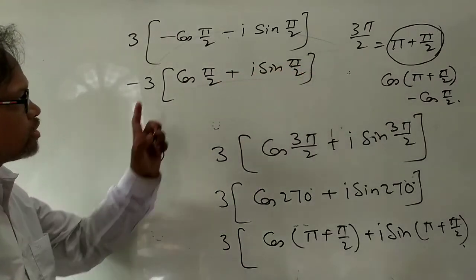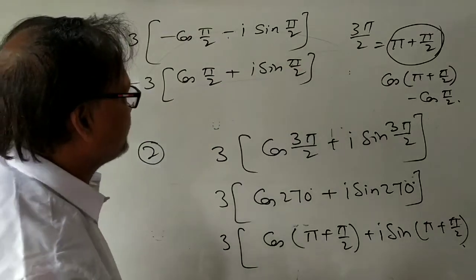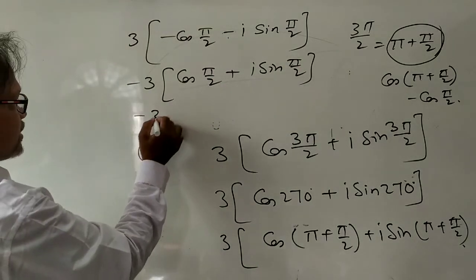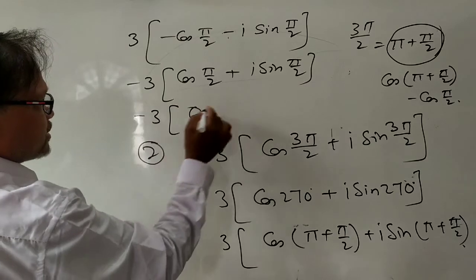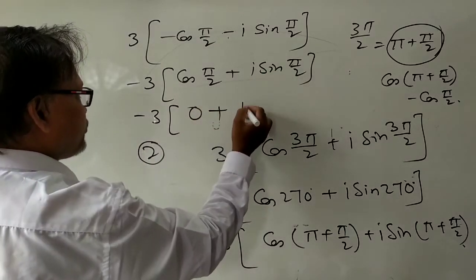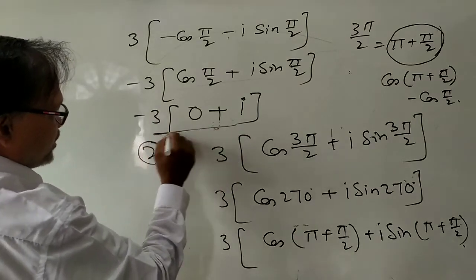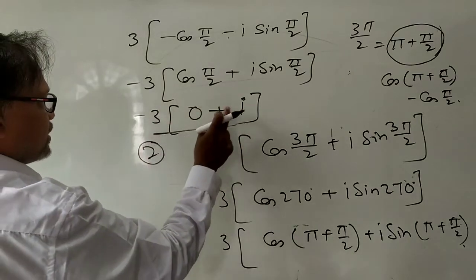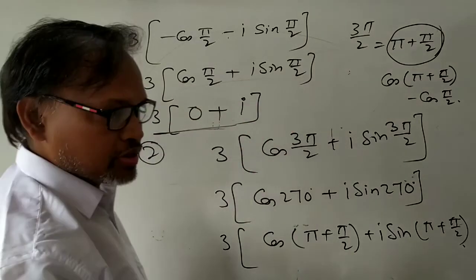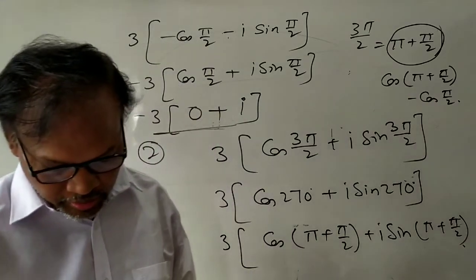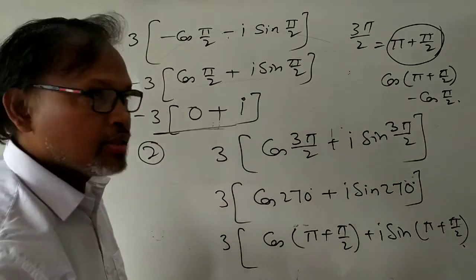Always in the form cos theta plus i sin theta. Now this minus 3 cos pi by 2, you know that is 0, and plus sin pi by 2, that is 1. So 0 plus i, this is the form, meaning 0 minus 3i you can get. So this is the answer of question number 2.